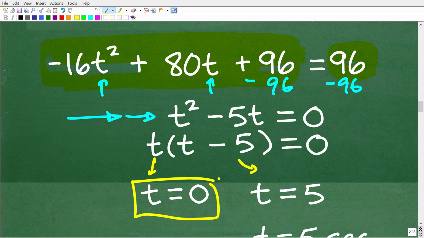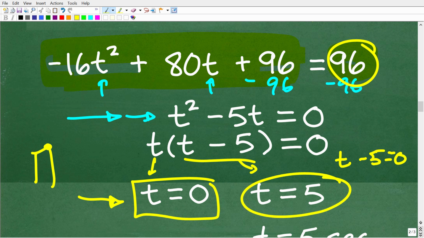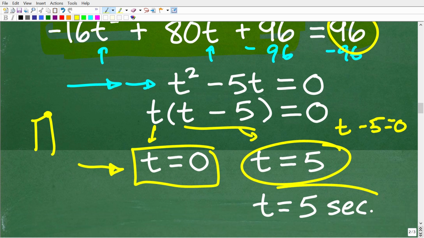So t is equal to 0, and we already knew that, right? So at time equals 0, the ball is already at 96 feet because it's sitting up there waiting to start its journey. But this factor right here, t minus 5, we set that equal to 0 and solve, we get t is equal to 5. So at 5 seconds into the journey, the ball will be passing the roof, at the height of 96 feet.